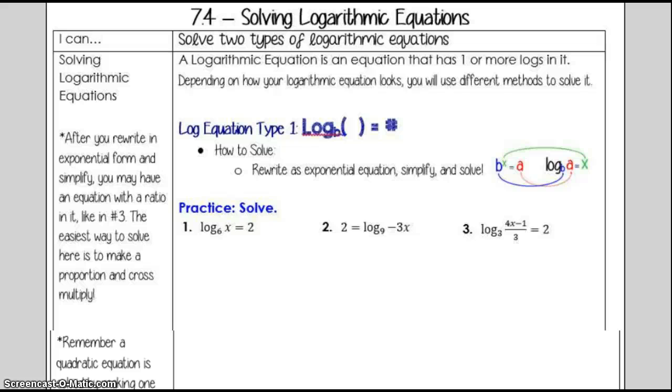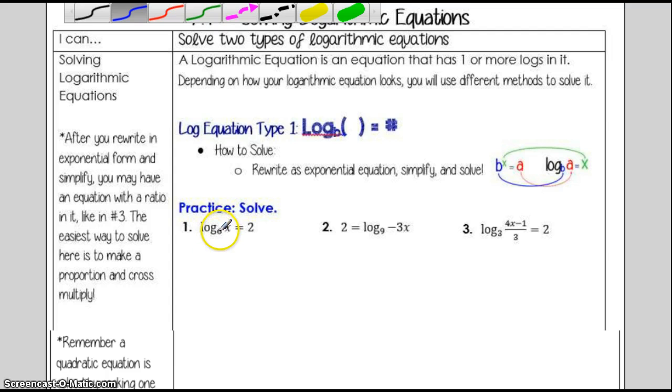Right, this is lesson 7.4. We are going to be solving logarithmic equations, and we're going to take a look at two different types. It does matter which type you're going to do. That will help you in solving. So we're going to go ahead and rewrite as an exponential equation, so that way we can solve it.